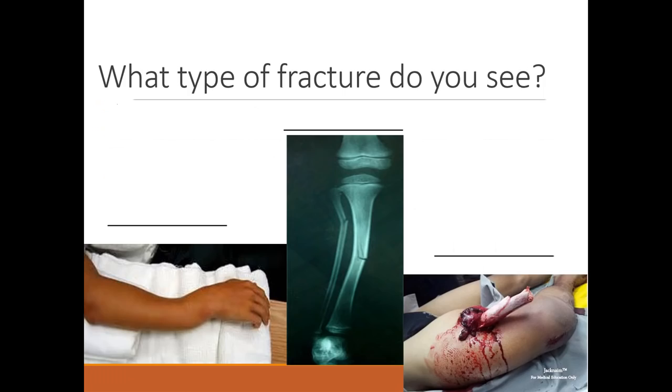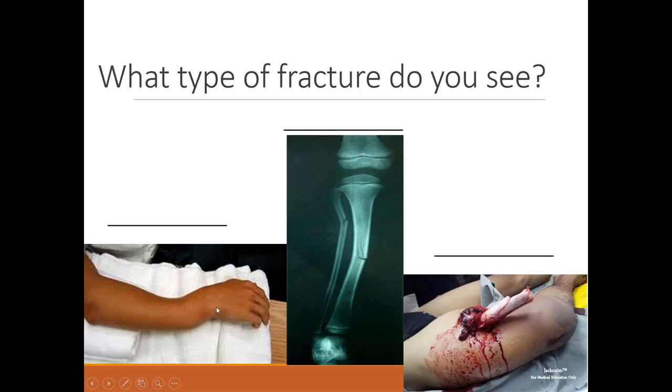So going to this picture here, what you see in the middle would be an example of that green stick fracture. Remember I said it's like a bending of a sapling in a young child. This bone of a young child is more pliable and can bend a little bit and give, so that you don't quite have a break all the way through, but you can see this fracture has occurred.